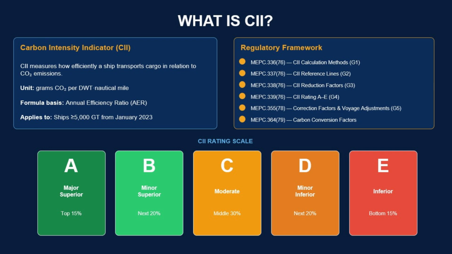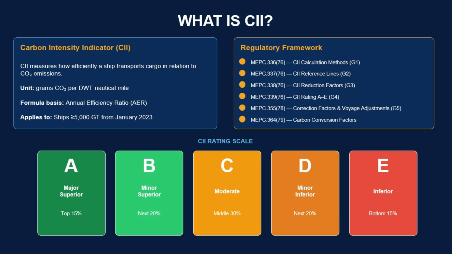Carbon Intensity Indicator, commonly called CII, measures how efficiently a ship transports cargo in relation to the amount of carbon dioxide emitted. Its unit is grams of CO2 per deadweight ton nautical mile. CII applies to ships of 5,000 gross tonnage and above from January 2023. The calculation method is based on the Annual Efficiency Ratio, or AER.